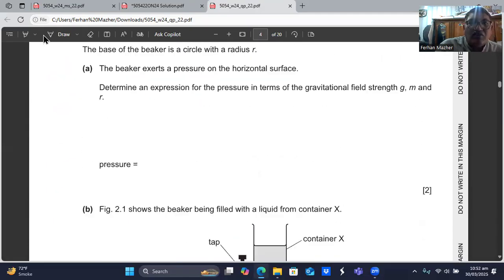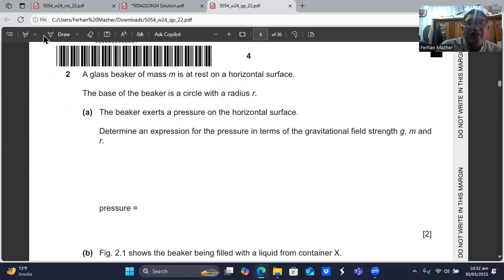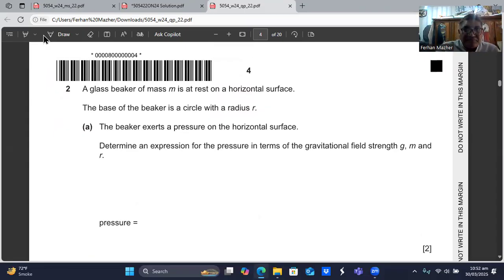Okay, so on your screen, the question number 2 is showing up. It says, a glass beaker of mass m is at rest on a horizontal surface. The base of the beaker is a circle with a radius r. The beaker exerts a pressure on the horizontal surface. Determine an expression for the pressure in terms of the gravitational field g, m, and r.